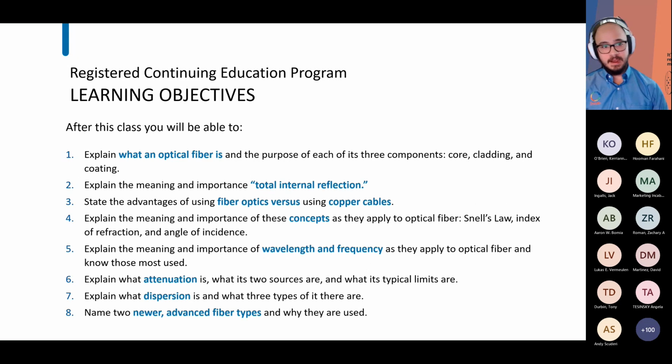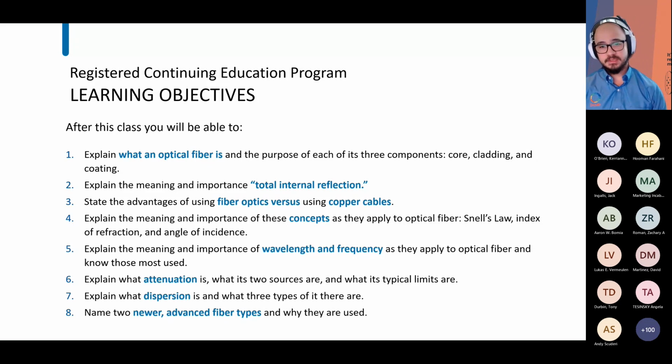Learning objectives. After this class, we hope that you'll be able to explain what optical fiber is and its purpose, along with the three main components, the core, cladding, and coating. Secondly, explain the meaning and importance of total internal reflection. State the advantages of fiber optic versus traditional copper cables.